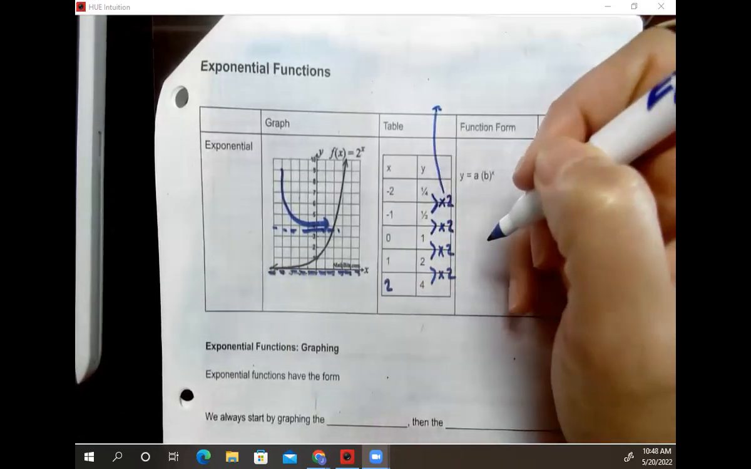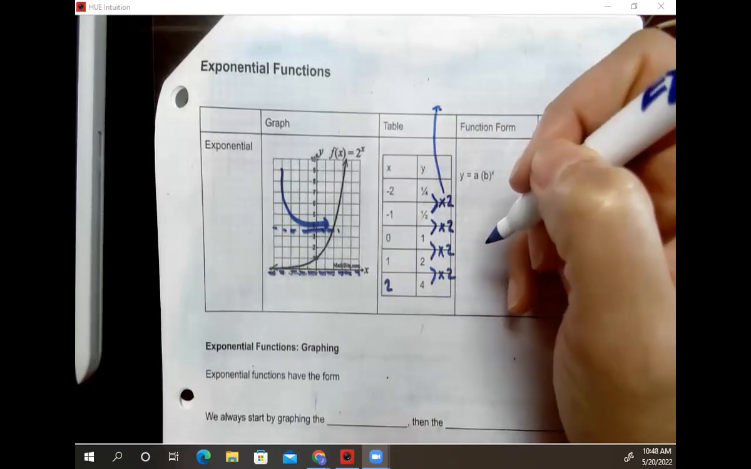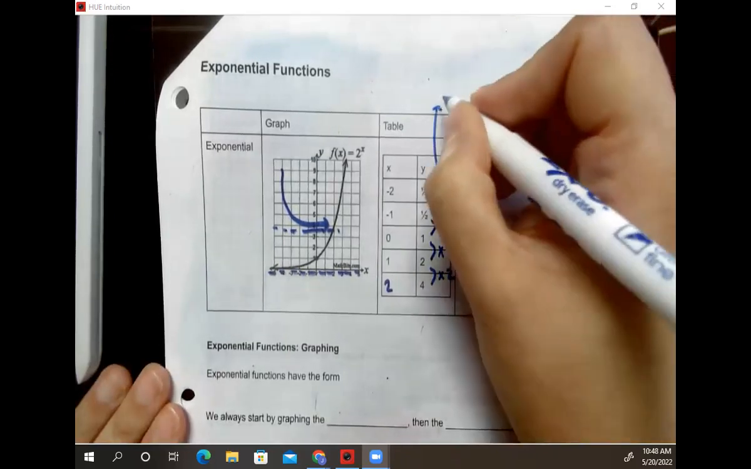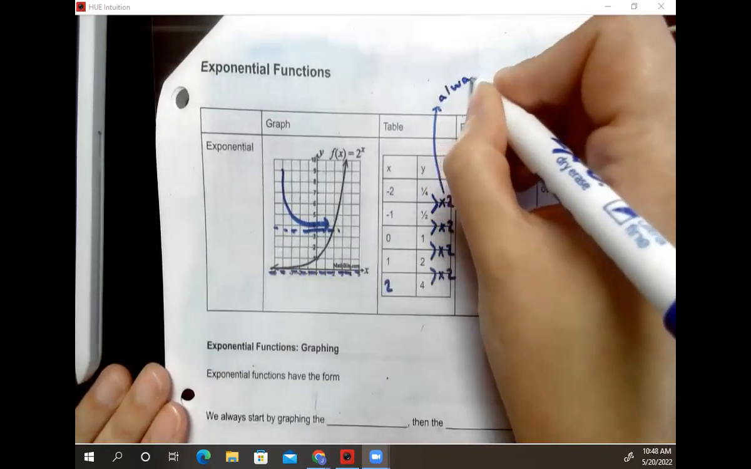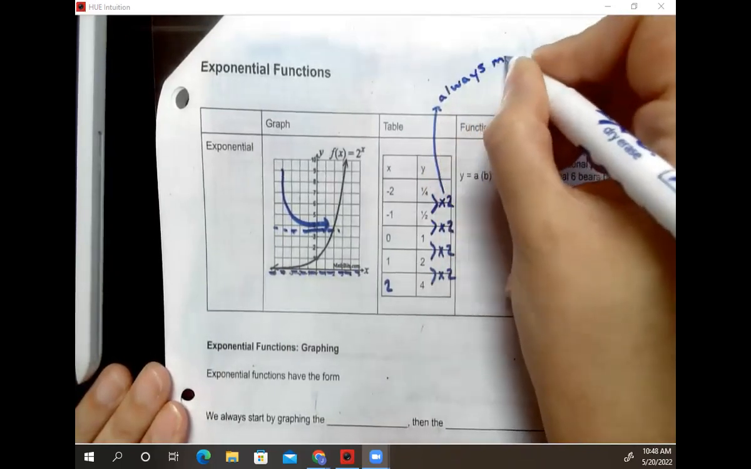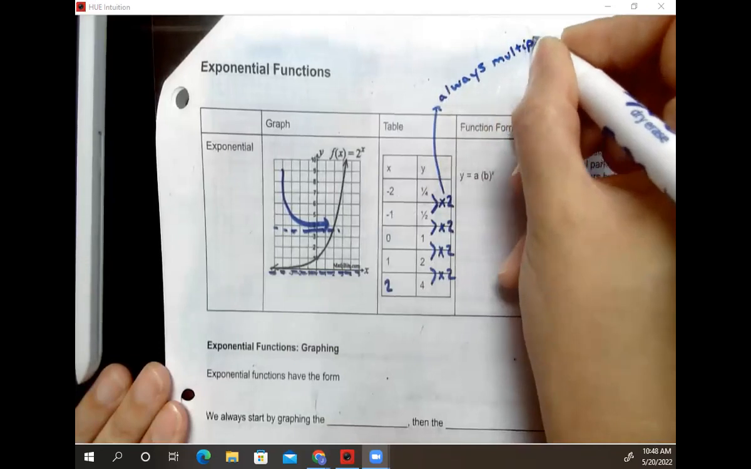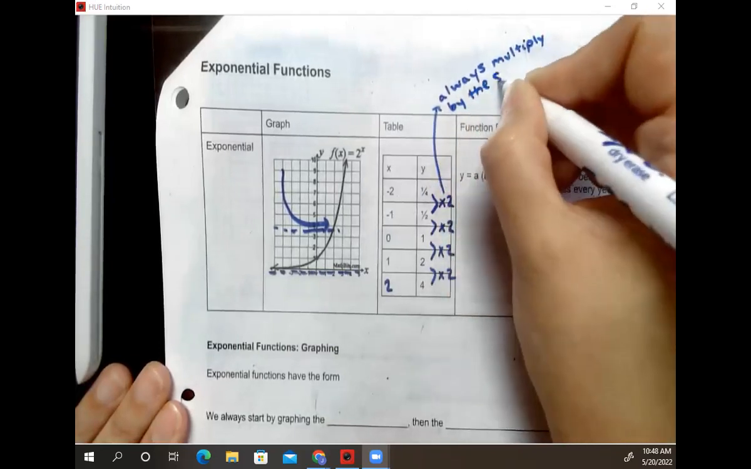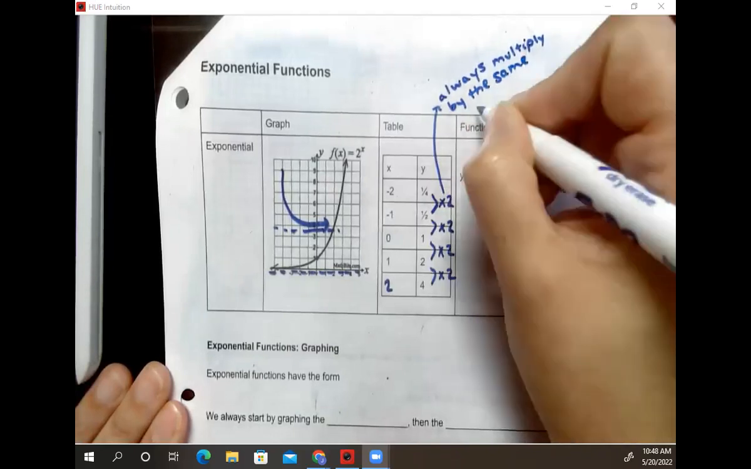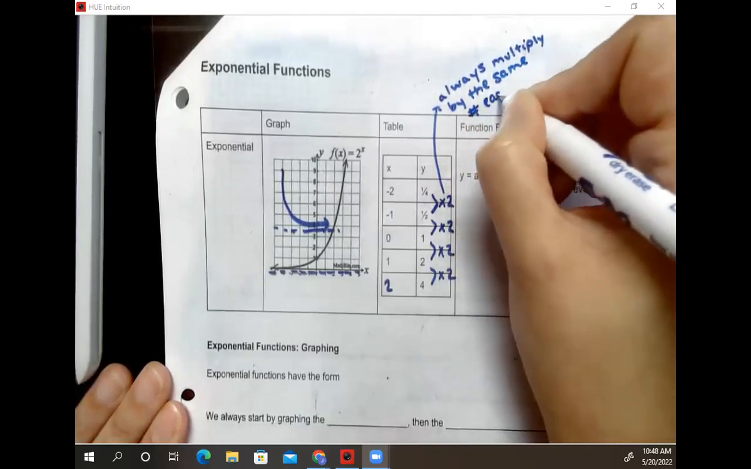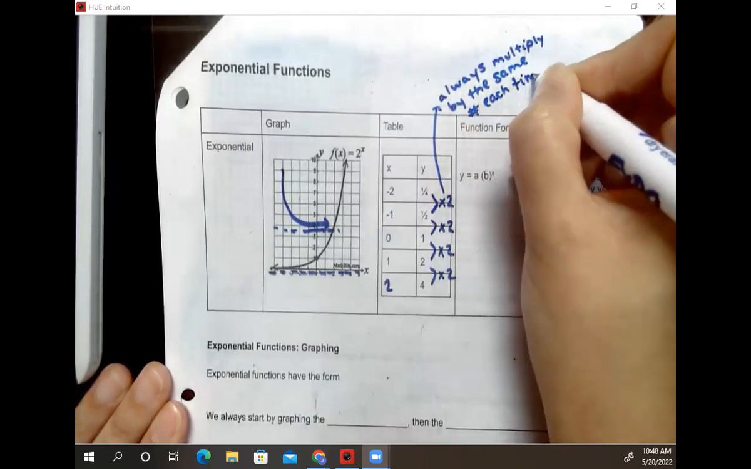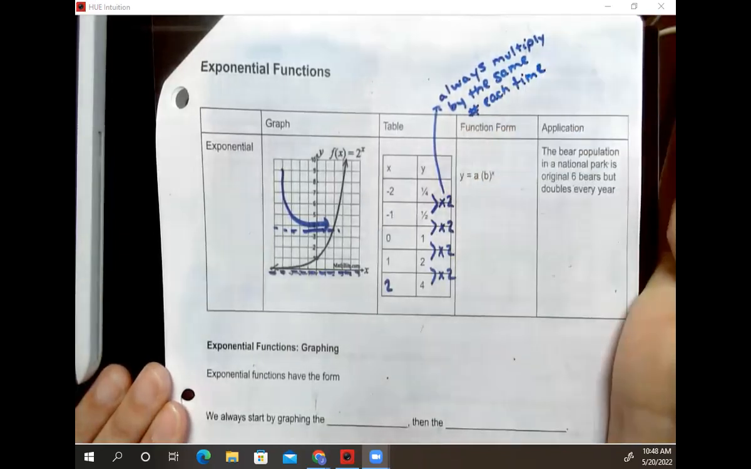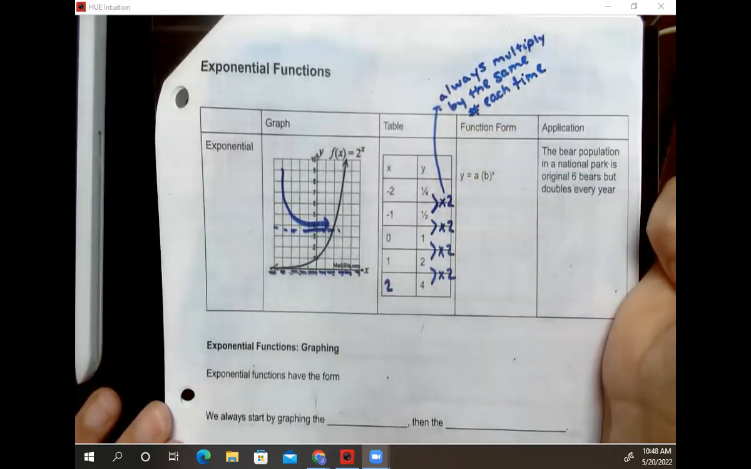This is, again, different than our linear and quadratic functions because in those we were adding or subtracting. Here we're multiplying. So we always multiply by the same number each time. I'm always multiplying by the same number.